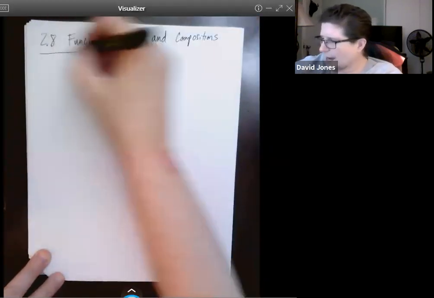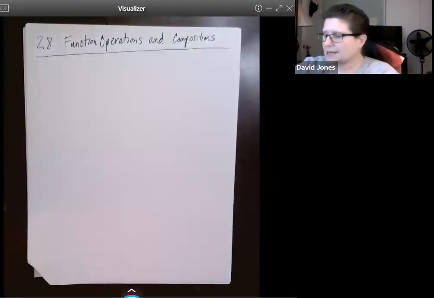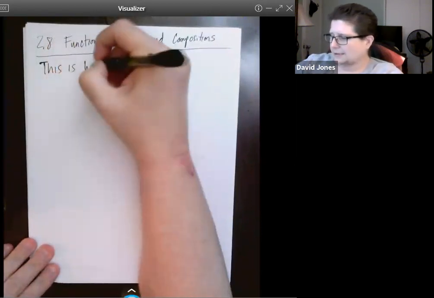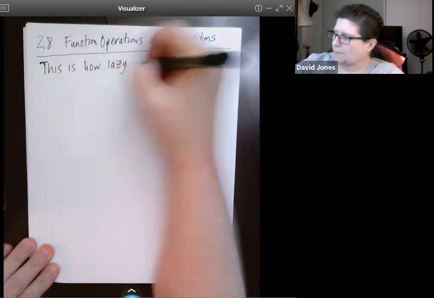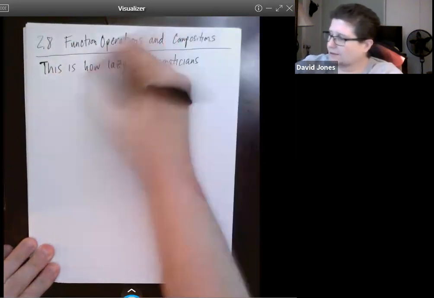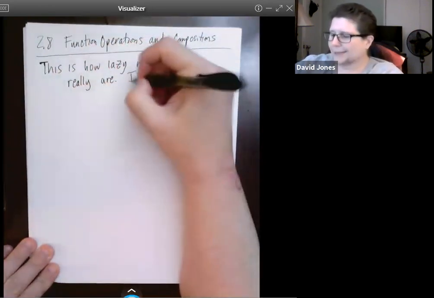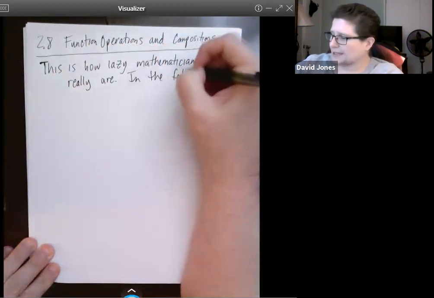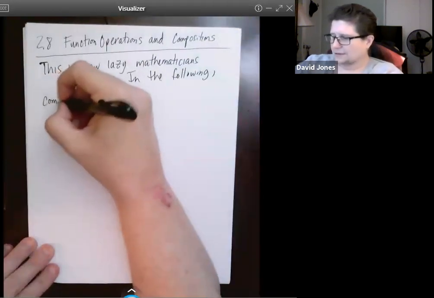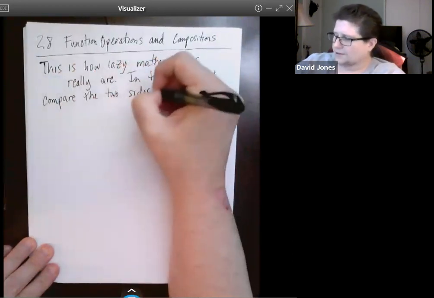Now, I really like this topic because it points out just how lazy mathematicians are. In the following, compare the difference between the two sides of the equation.